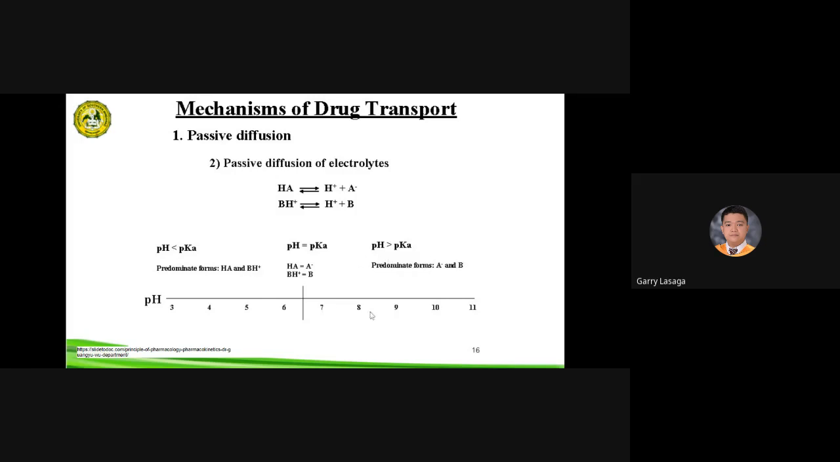The same is true for the other environment. In a basic environment, the weak acid becomes ionized and the weak base becomes unionized. So the weak acid in a basic environment will not be absorbed. The weak base in a basic environment will be absorbed.